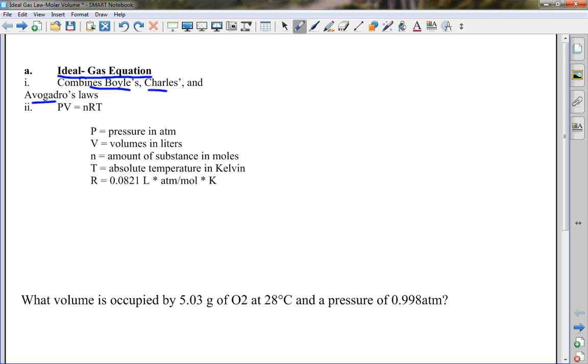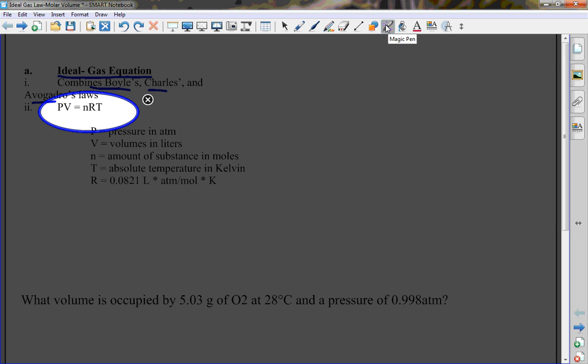So the first thing you need to know is the ideal gas law equation, and that is PV equals nRT. So say it over a few times, you need to know it. PV equals nRT. Some people just say PIVNERT because that kind of works for them, whatever. PV equals nRT. And what do those mean?